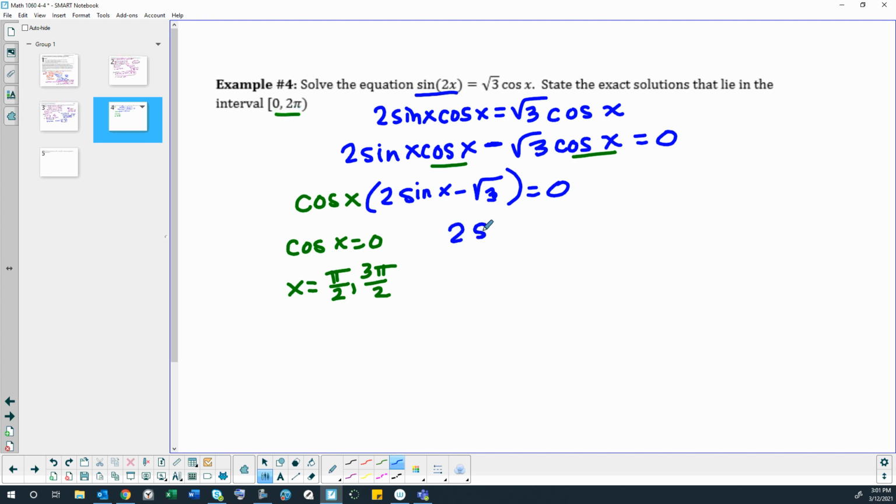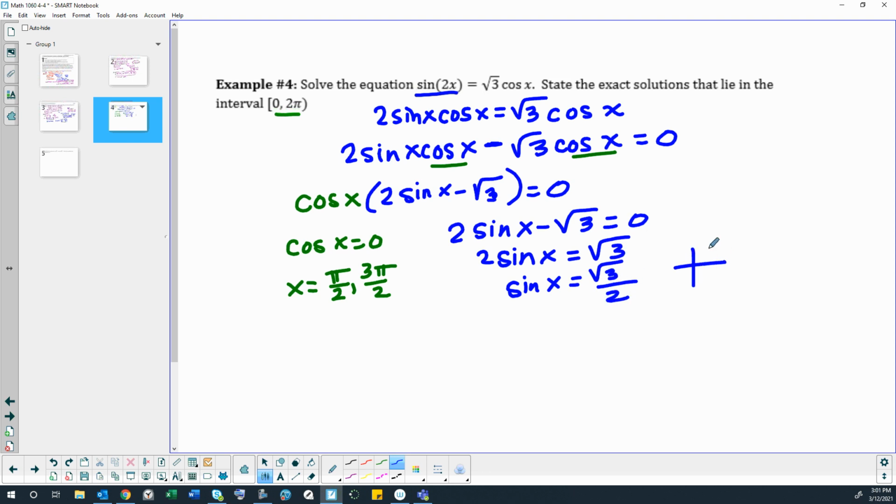Okay, then we're just going to take this factor, 2 sine x minus square root of 3 equals 0, which means 2 sine x equals square root of 3, which means sine x equals square root of 3 divided by 2. So that's a positive ratio. That would mean we have answers in quadrant 1 and quadrant 2. Square root of 3 over 2 is a pi thirds reference angle, right? So quadrant 1 would be pi thirds, and quadrant 2 would be 2 pi thirds.